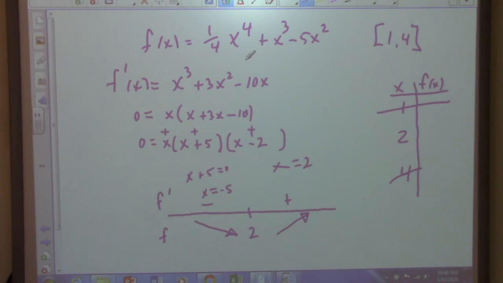And so f of 2 is equal to 1/4 times 2 to the 4th power plus 2 to the 3rd power minus 5 times 2 squared. So 2 to the 4th power is 16, and 1/4 of that is 4, plus 8 minus 5 times 4, which is 20. So 4 plus 8 minus 20 is going to be negative 8. So negative 8 is going to be our absolute minimum.